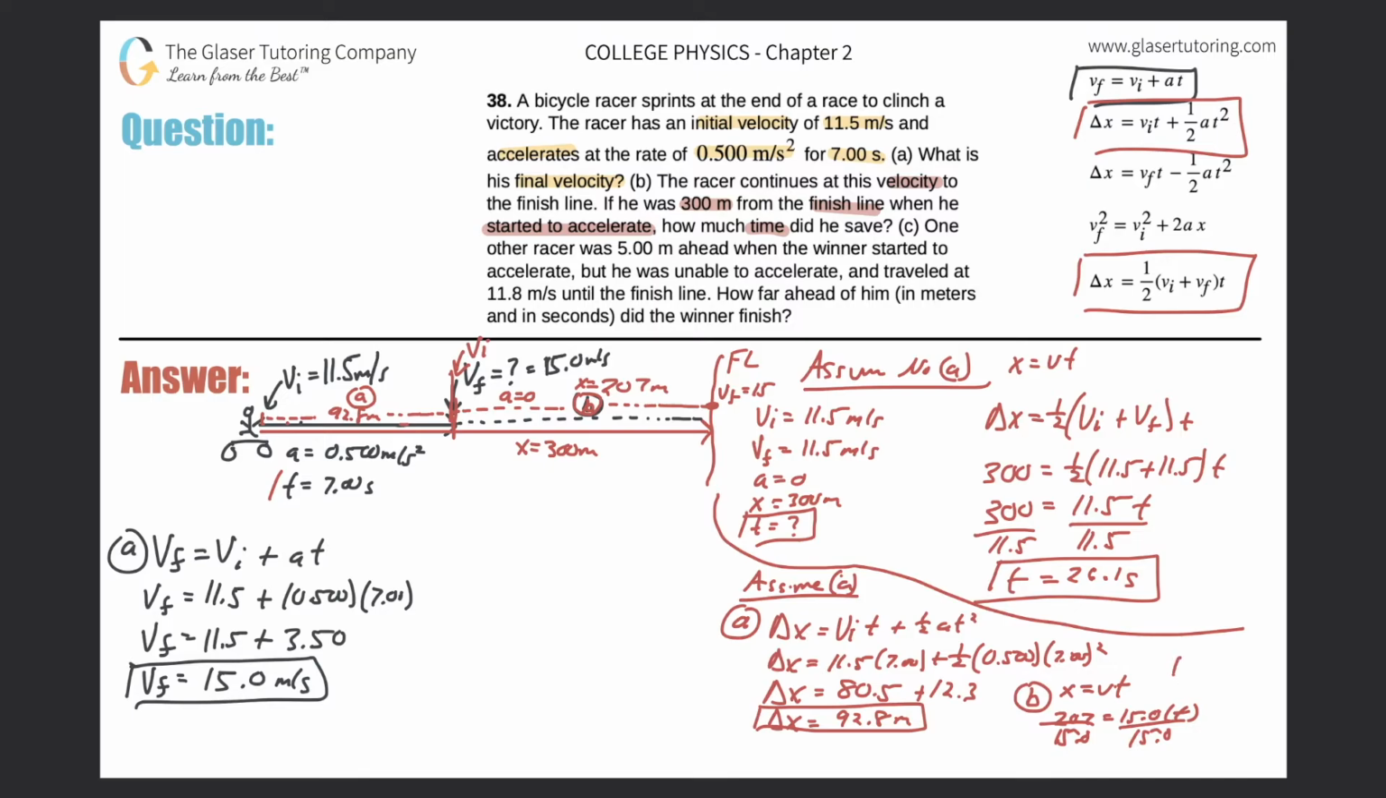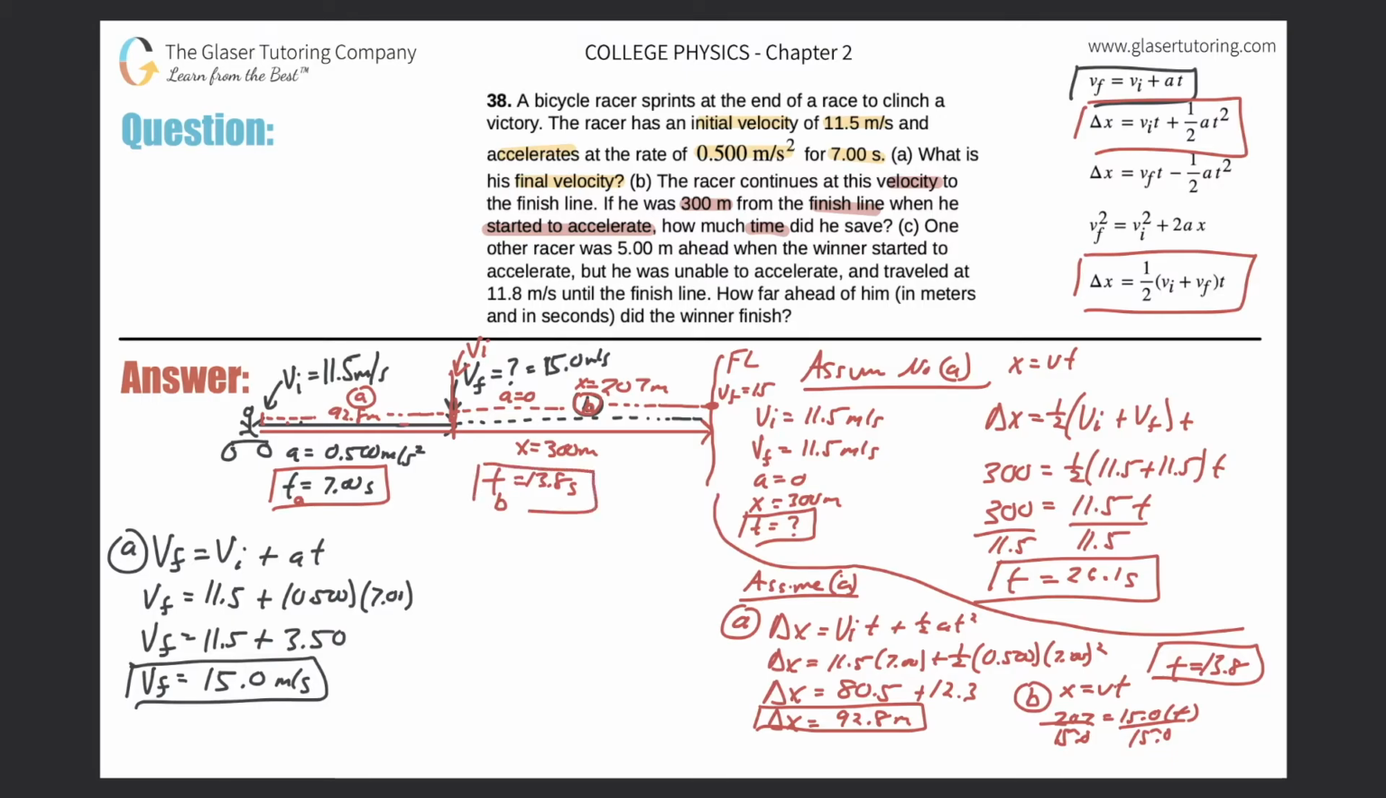So my time value for part B is 207 divided by 15. To 3 significant figures, it works out to be 13.8. So this is the time for B. Now let's think about this. The time for part A was 7 seconds, and I just found the time for part B to be 13.8 seconds.